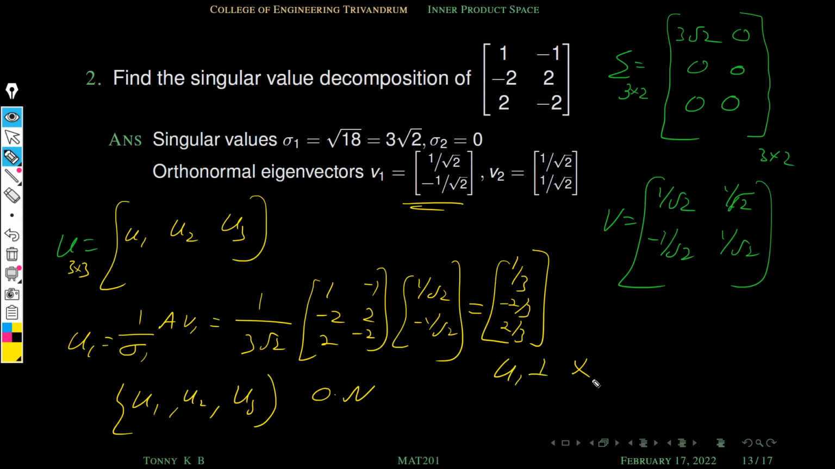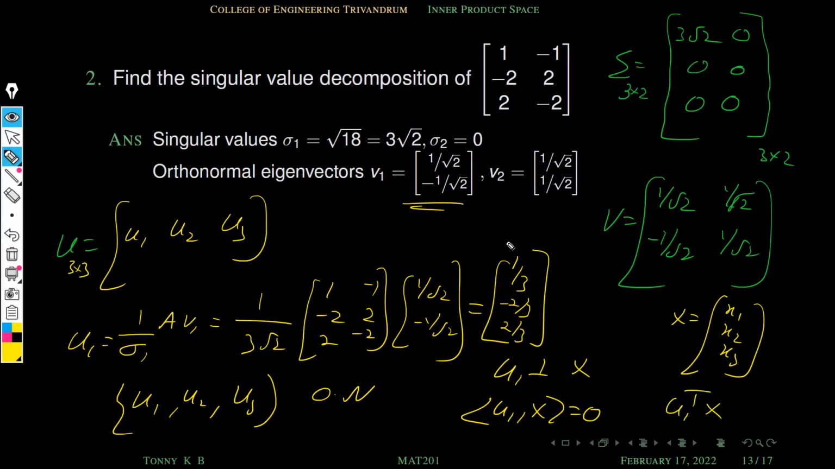Suppose x represents u2 or u3. Then it is clear that u1 is perpendicular to x. That means the inner product of u1 and x equals 0. Both are orthogonal to u1. If you take x as x1, x2, x3, and u1 is 1 by 3, minus 2 by 3, 2 by 3, then the inner product of u1 and x is defined as u1 transpose x, which equals 0.